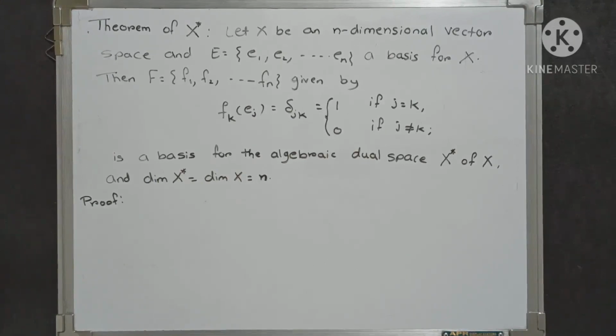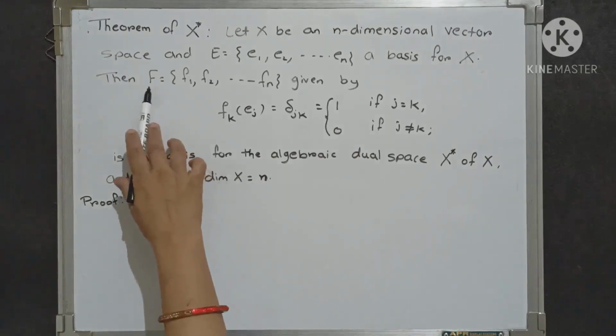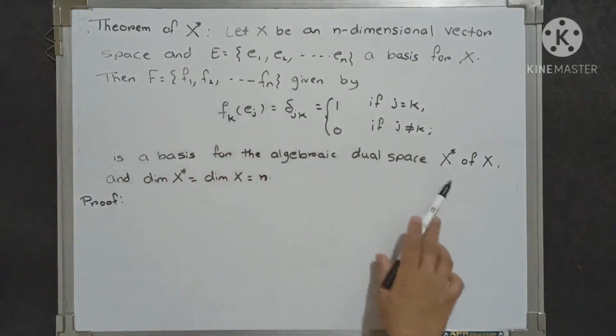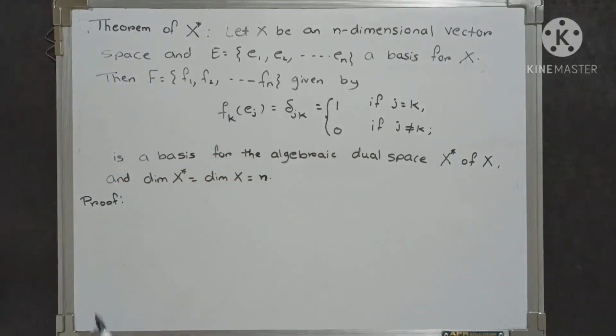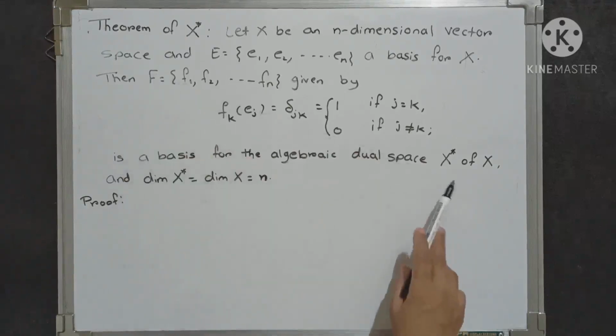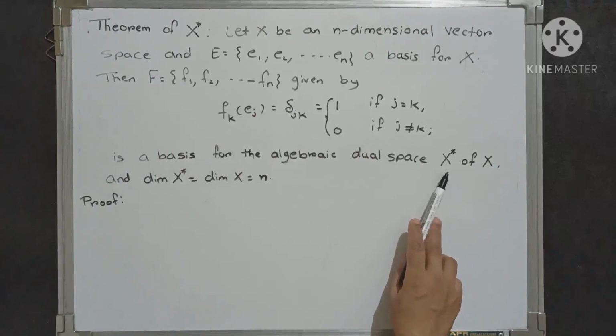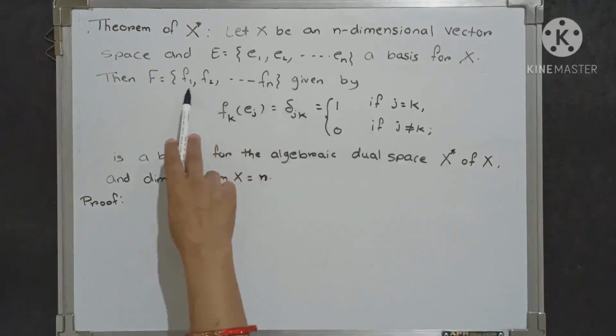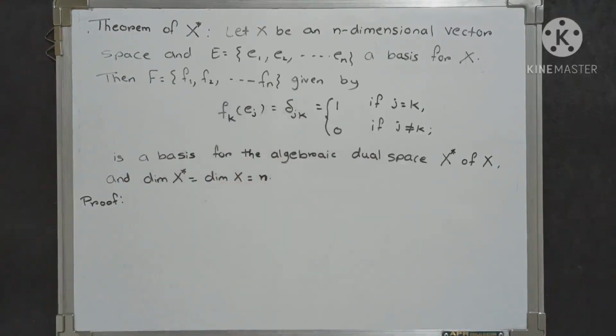That is what we have to show. Now here, given that the set capital F is a basis for X star, that means we have to show that the set capital F is linearly independent and every element of X star has a unique representation in terms of F1, F2 up to Fn.